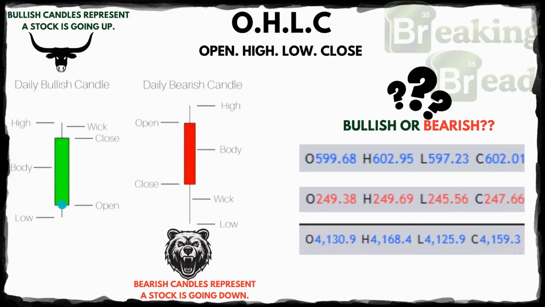This is telling us that price opened at 4130.90. It went to its lowest point of 4125.90. It pushed to its highest point of 4168.40 before closing at the top of the body at 4159.30. So the closing price is higher in price than where we opened. So that is an uptrend candle. So good job if you got those all correct. If you didn't, it's okay, right? We're all beginners. We're learning. We're learning together. All right, so let's move forward.